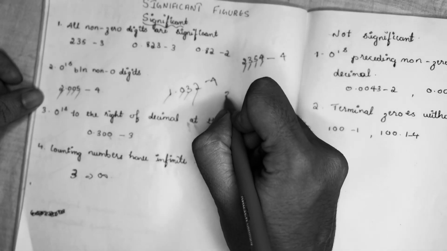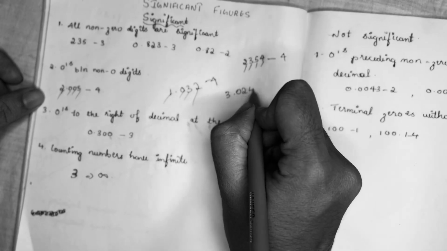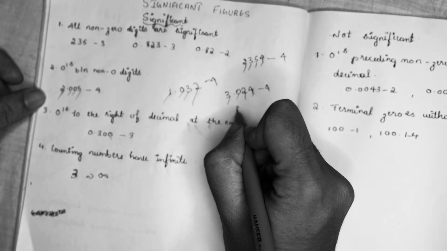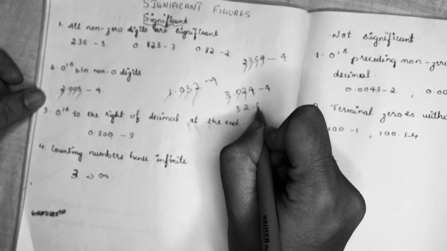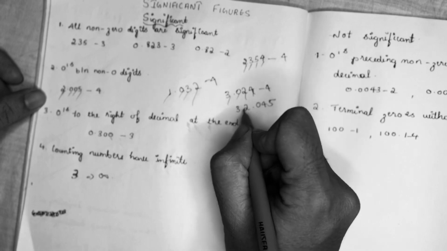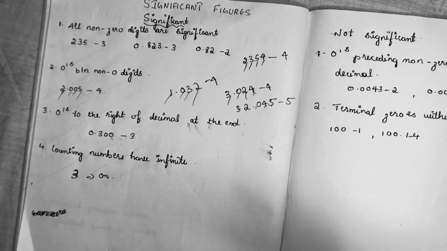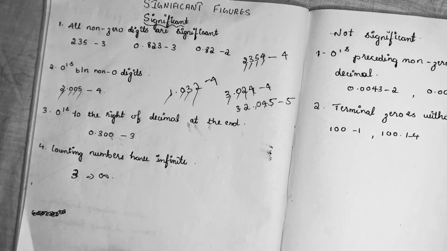And again, 3.024. Here also 1, 2, 3, 4, so 4 significant figures. Next, 32.045. 1, 2, 3, 4, 5, so 5 significant figures. You can practice more and more questions, so it will be easy for you.